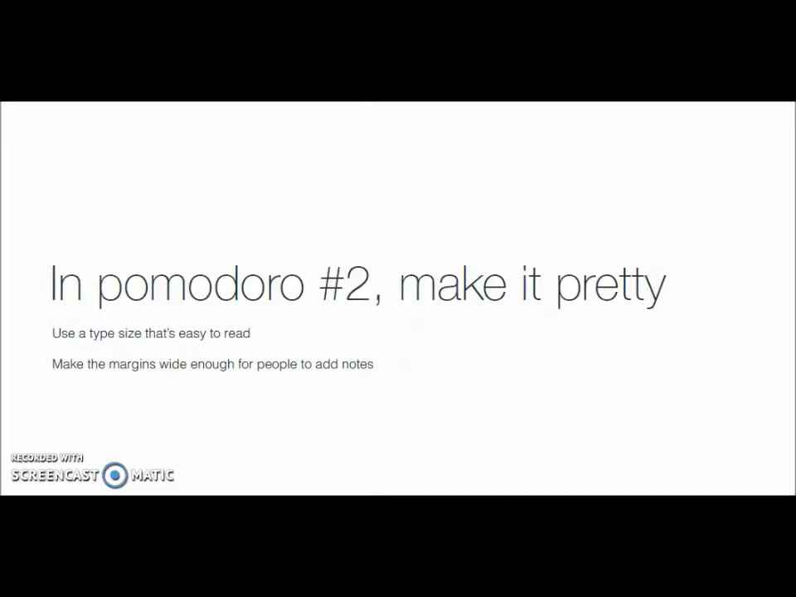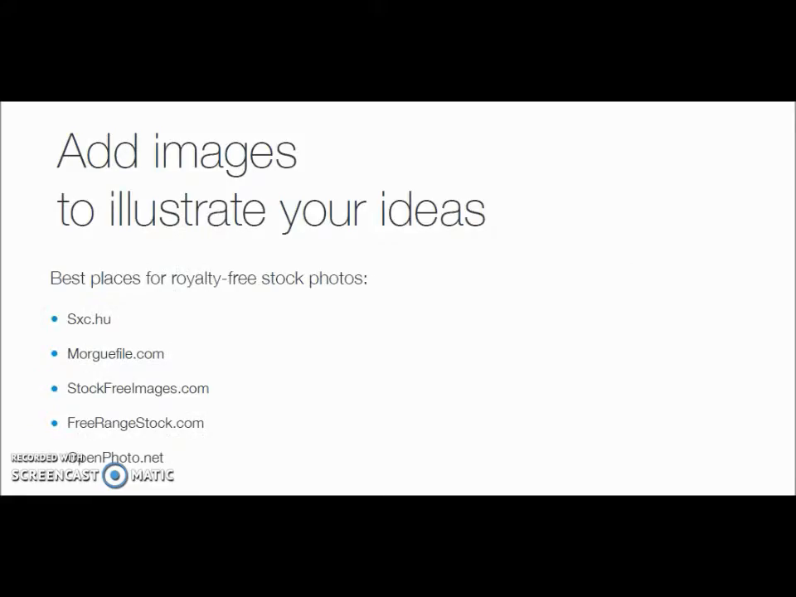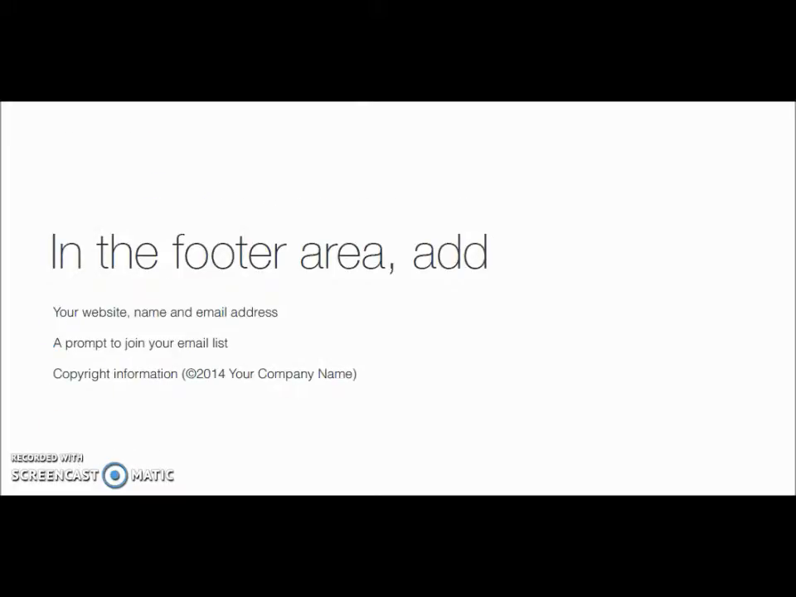Now in Pomodoro 2, you're going to make it pretty, okay? You're going to use a type size that's easy to read. You're going to make the margins wide enough for people to add notes. And then you're going to add images to illustrate your ideas. The best places for royalty-free stock photos are the ones listed below. You can also Google royalty-free stock photos and probably get more sources for images, but this should do just fine.